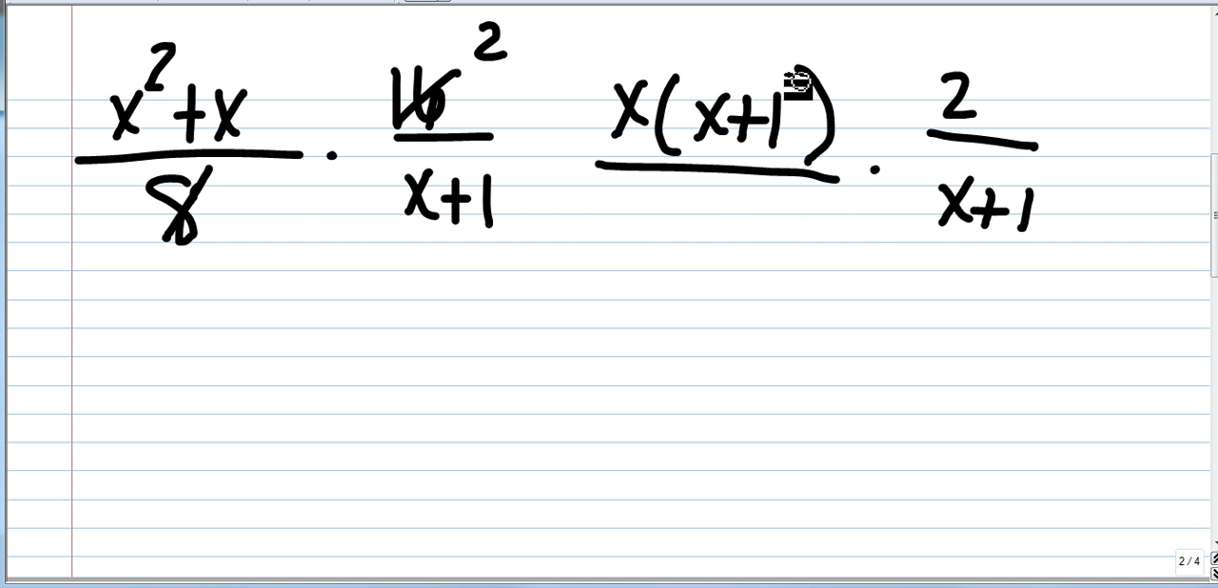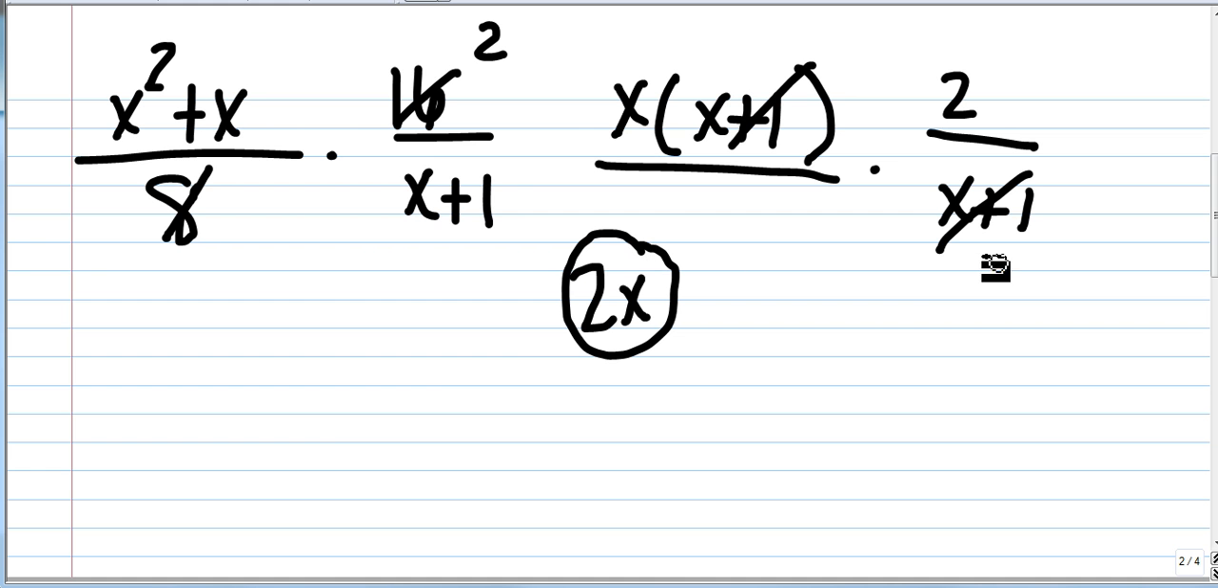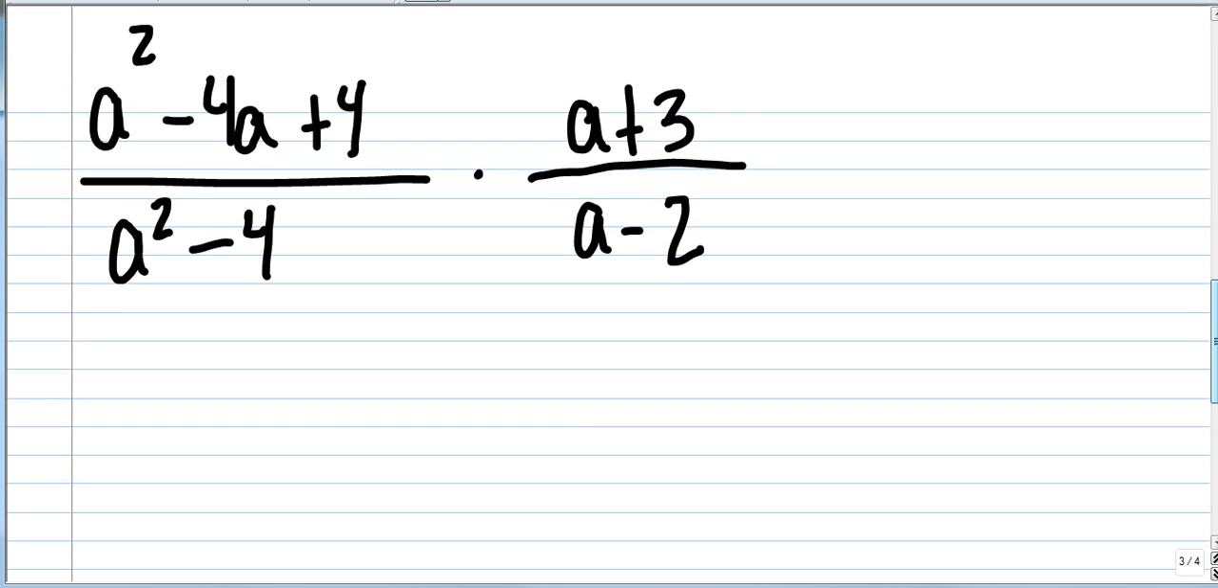Now my x plus 1's can cancel out. And so now what do I have left up top? Multiply what you have left up top. 2 times x would be 2x. And that'll be your final answer there. Okay, so let's try another example.